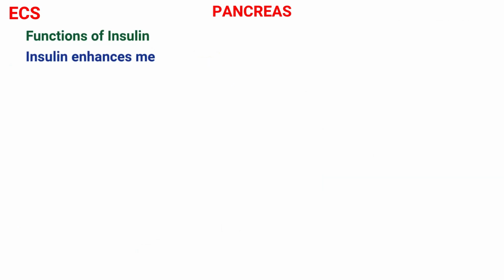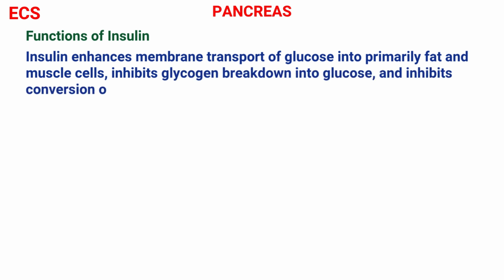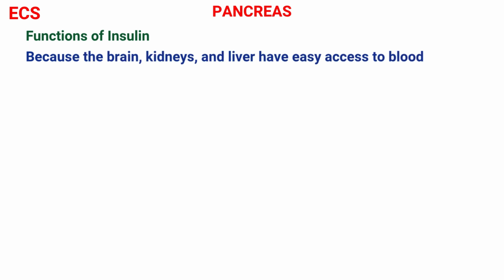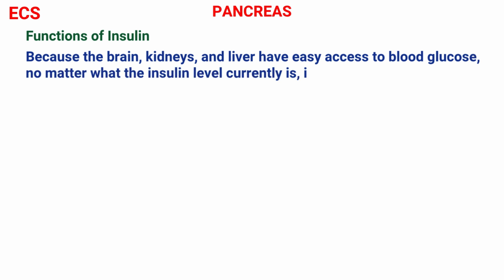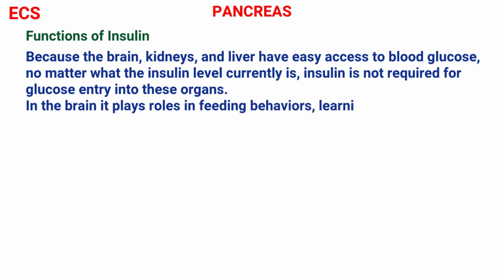What are the functions of insulin? Insulin enhances membrane transport of glucose into primary fat and muscle cells, inhibits glycogen breakdown into glucose, and inhibits conversion of fats or amino acids to glucose. Because the brain, kidneys, and liver have easy access to blood glucose, no matter what the insulin level currently is, insulin is not required for glucose entry into these organs. In the brain, insulin plays roles in feeding behaviors, learning, memory, and neuronal development.